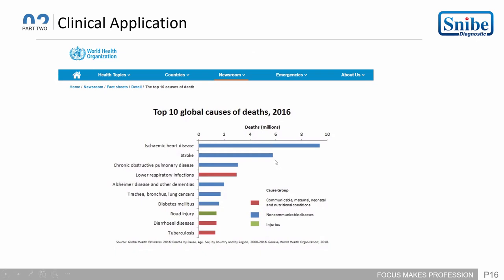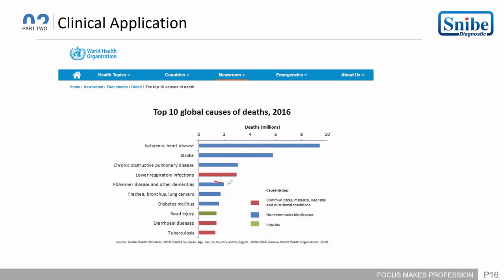Around 5.8 million people died due to stroke globally, followed by chronic obstructive pulmonary disease. So it is very important, during any of these clinical symptoms, to rule out whether this is coronary heart disease or some pulmonary disease. Differentiation is also important.